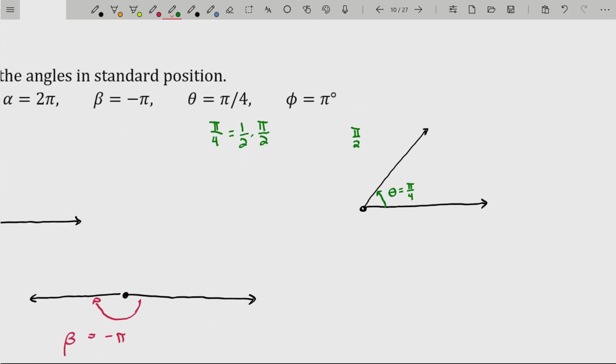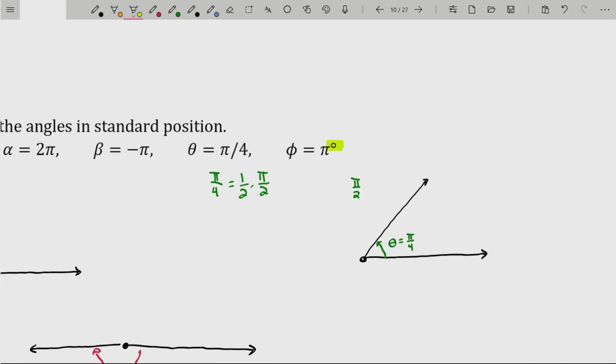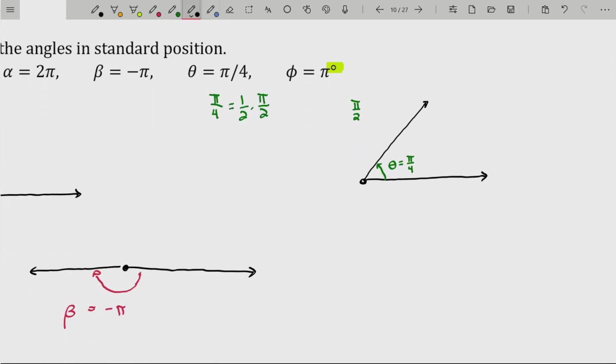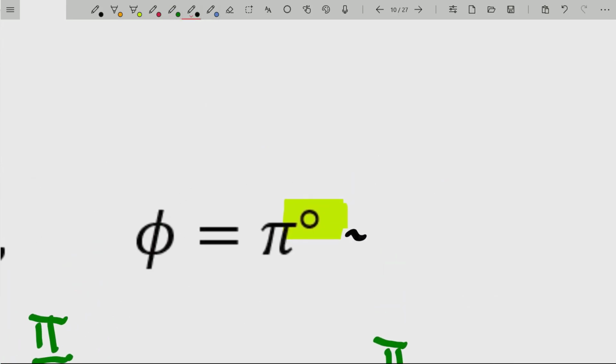Phi is pi degrees. We drew that earlier, and notice it has the degree sign. That means we're working in degrees, not radians. So phi will look like what we drew earlier, which is a very shallow angle. We'll just draw this in here like that. Phi is equal to pi degrees. Again, because it's in degrees, it's approximately 3.14 degrees.